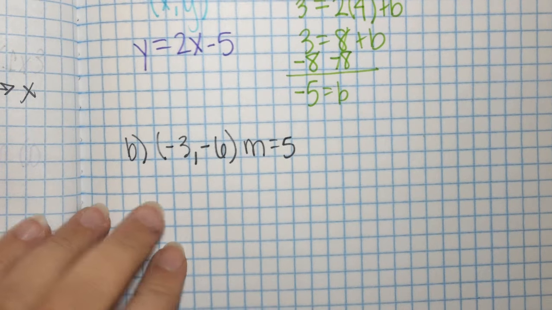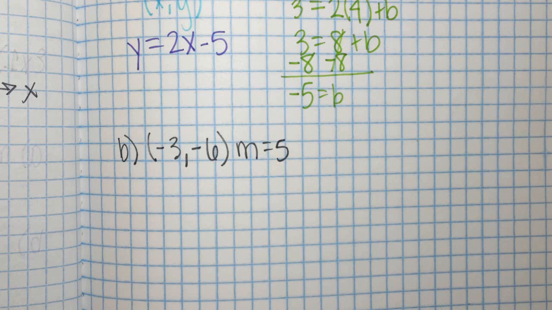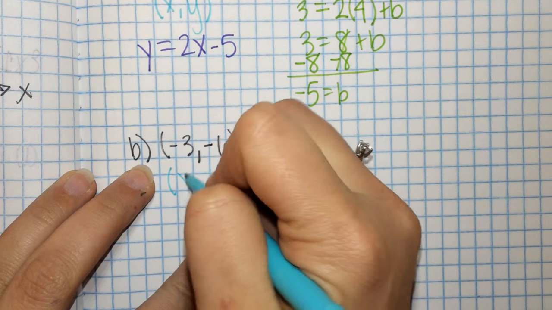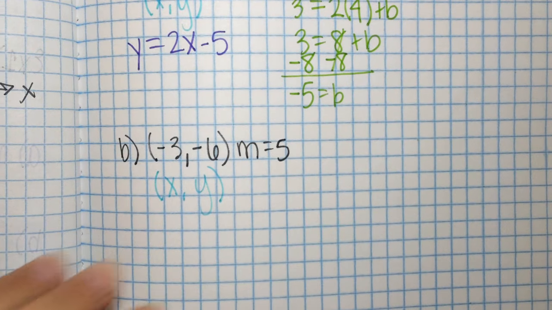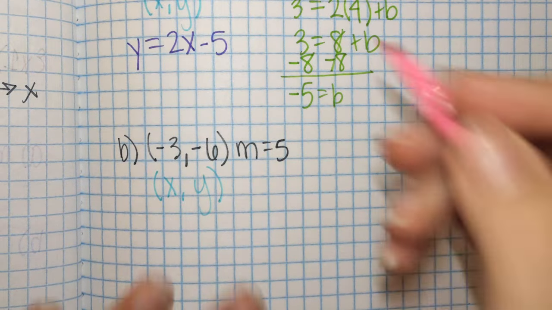Alright, so what do they give us this time? The X and Y, and what else? The M. Awesome. Okay. So, I'm stuck. I know, it's terrible. It was so scary.